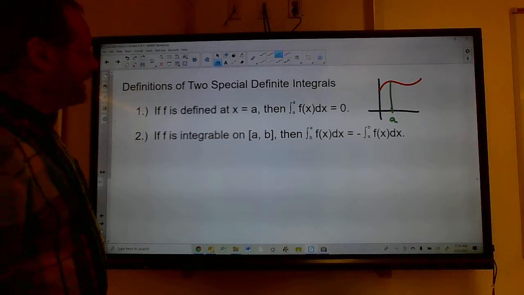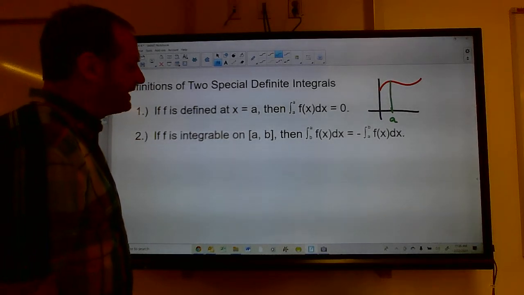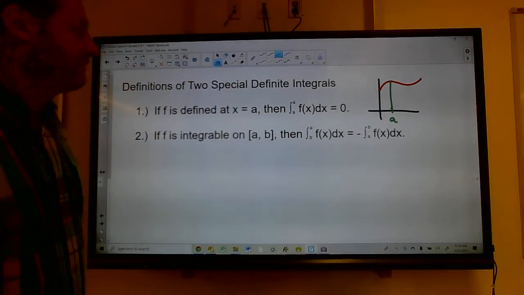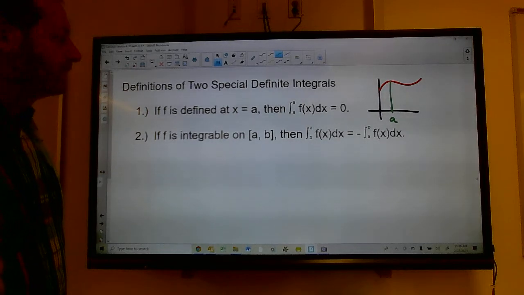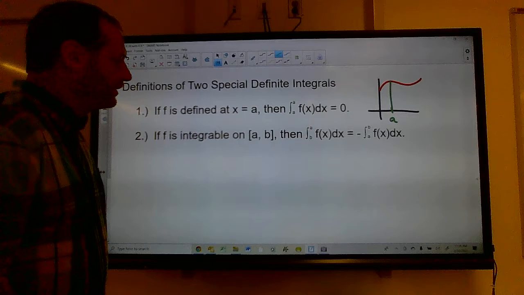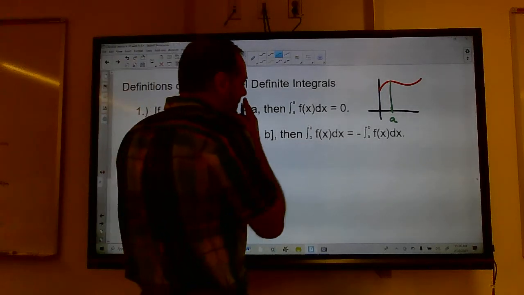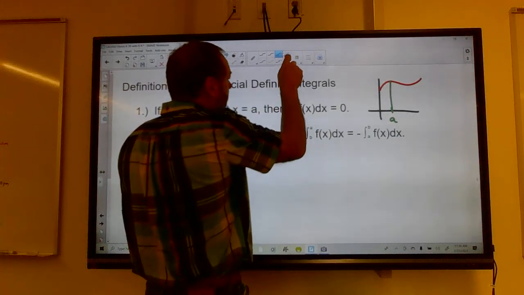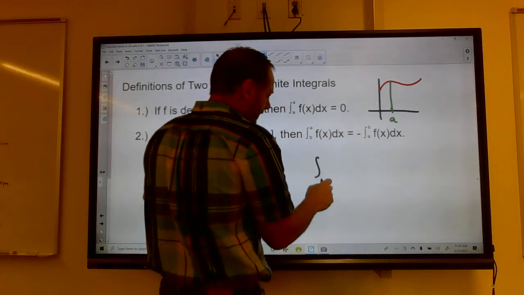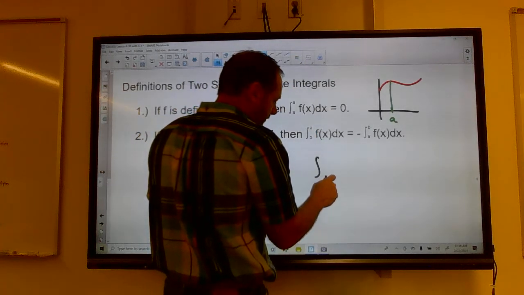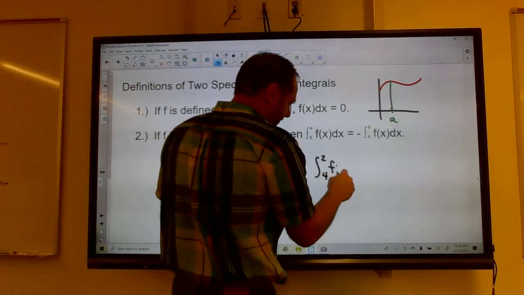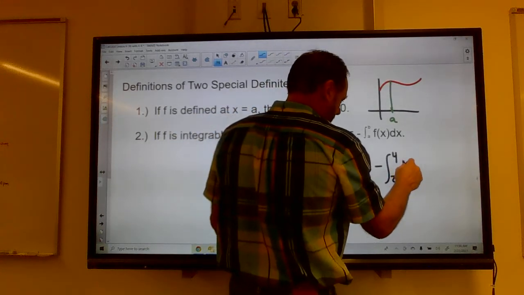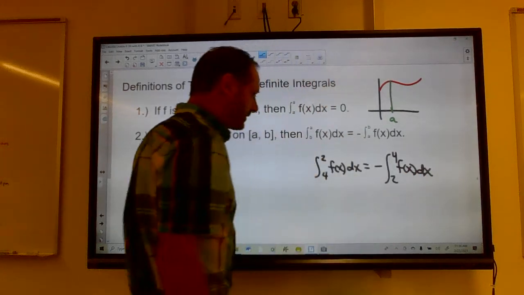If f is integrable on a to b, then the integral from b to a of f of x dx equals the negative integral from a to b of f of x dx. Okay, that comes in handy sometimes, where you can switch this thing around and just take the negative. So this would be something like the integral from 4 to 2 of f of x dx would just be negative the integral from 2 to 4 of f of x dx.